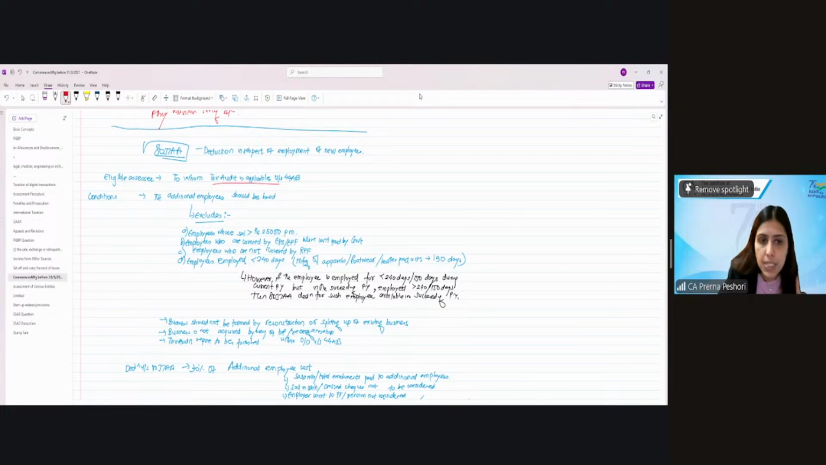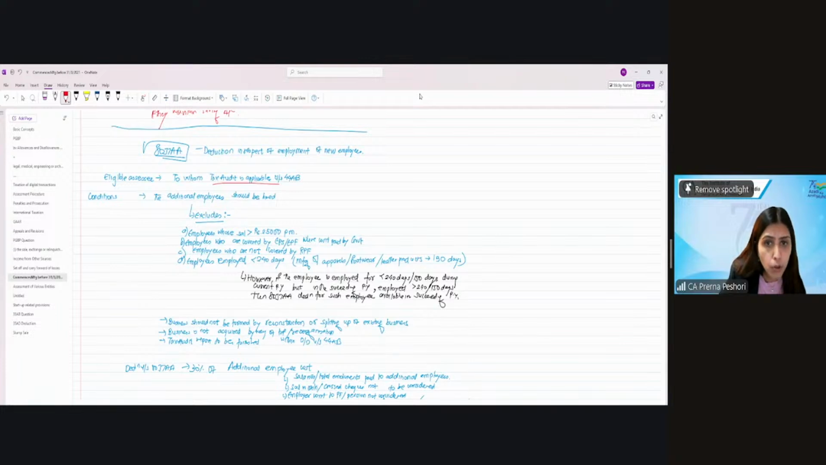Secondly, the business should not be formed by reconstruction or splitting up of an existing business, and should not be acquired by way of reorganization of an existing business or transfer. And the assessee should furnish the tax audit report within the due date under 44AB. Right? In that case, the deduction will be given under 80JJAA for 30% of the additional employee cost.